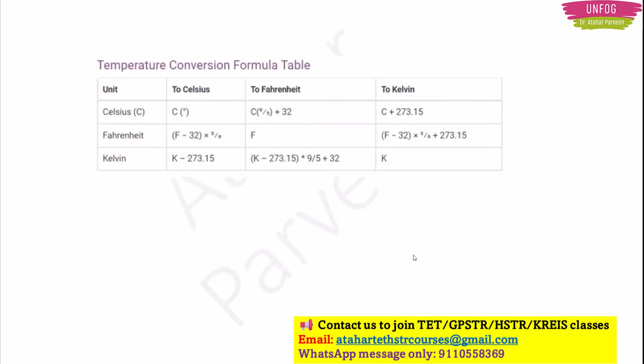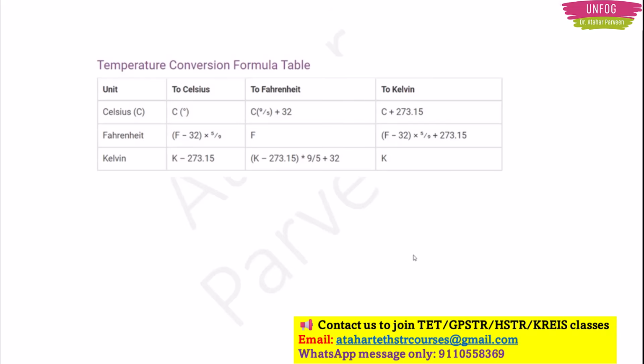Now you can change these temperature units. You use this table and you can convert Celsius to Fahrenheit, Celsius to Kelvin, or Fahrenheit to Celsius, or Fahrenheit to Kelvin, or Kelvin to Celsius, or Kelvin to Fahrenheit. Using these relations, you can convert them. We will do numericals based on this. So you will learn it by yourself while practicing the numericals. These are very simple things.